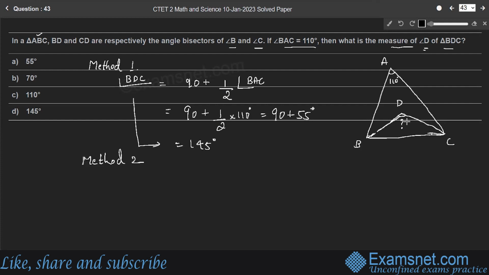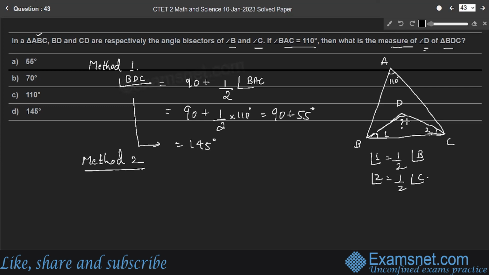Method 2 is, first we have to find angle B and angle C in the triangle BDC. I'll name these two angles as angle 1 and angle 2. So let us find these two angles. For that we need the whole angle B and C, because if we get the whole angle B and C, half of B becomes angle 1, half of C becomes angle 2. So angle 1 is half of angle B, angle 2 is half of angle C.